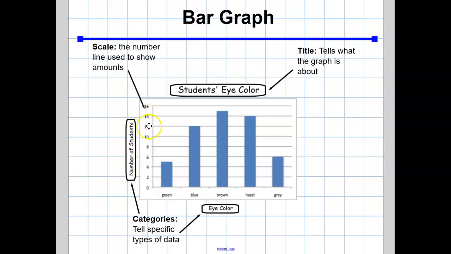Wonderful. After you look at the scale, you look right at the title because the title tells you what the graph is about. For this one, the title is Students' Eye Color. Cool. After the title, you look at the categories. Just like picture graphs, the categories tell you the specific types of data. For this one, it's the number of students for each eye color. Wonderful.